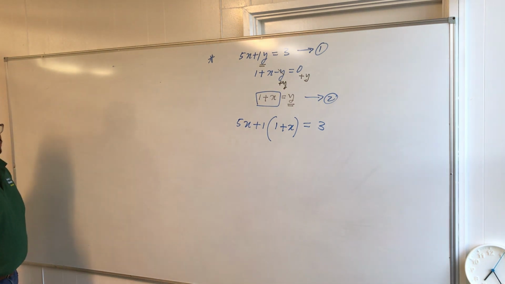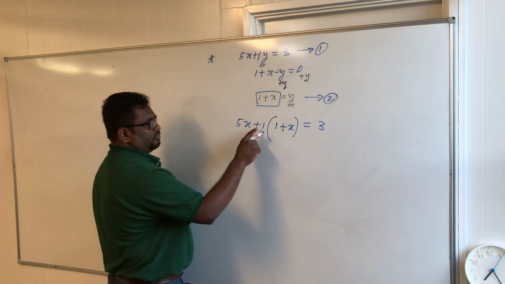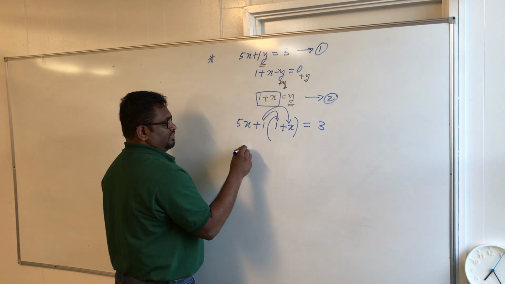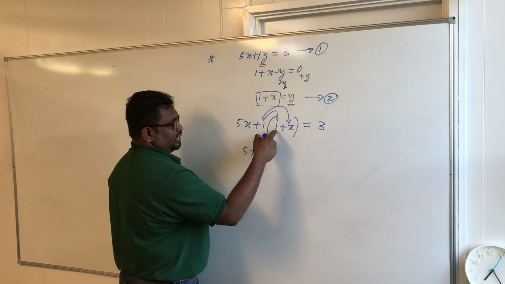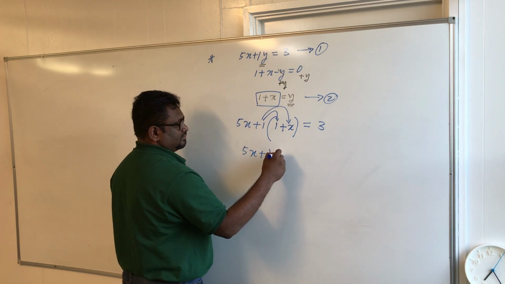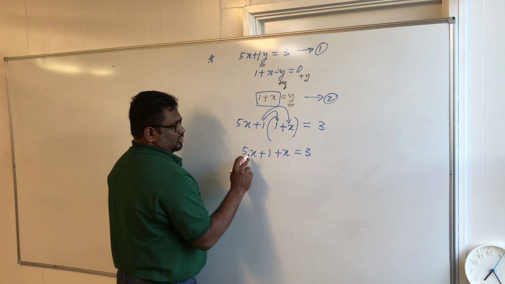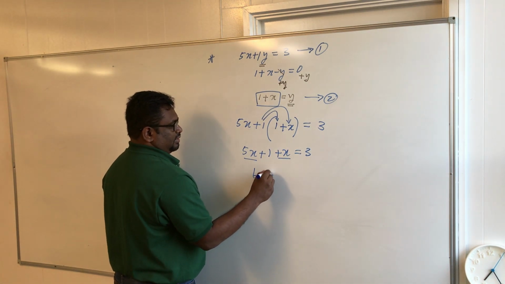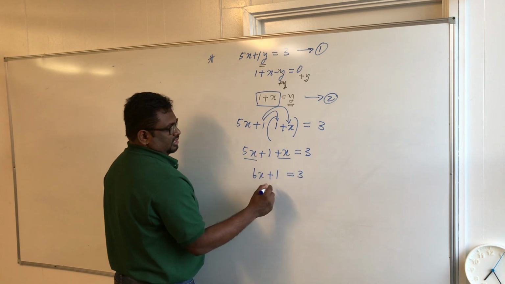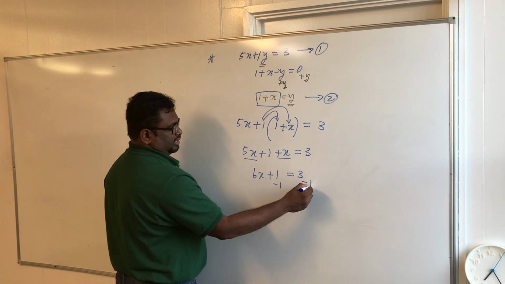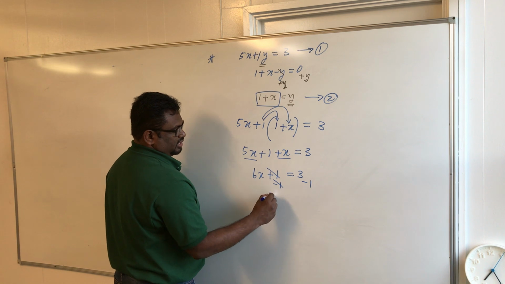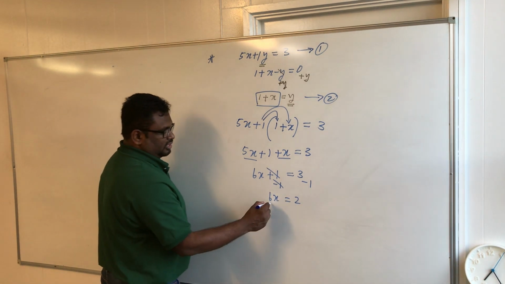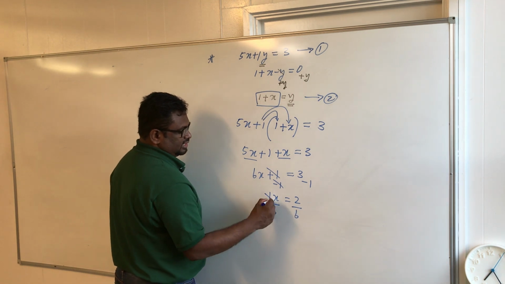Right? So now what you are going to do, 1 multiplied with this, 1 multiplied with x. So it's going to be 5x plus 1 times 1 is 1, 1 times x is x, is equal to 3. So 5x here with plus x is going to be 6x, plus 1 is equal to 3. Now you are going to minus 1, you can cancel these two off. So 6x is going to be 2 now. You divide by 6, 6 gone.